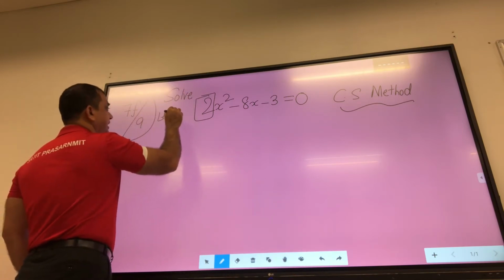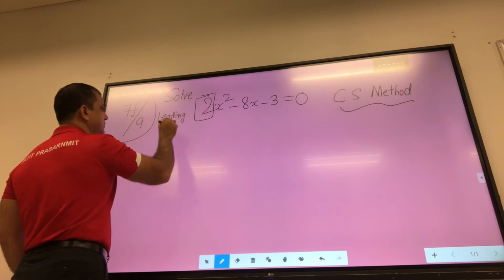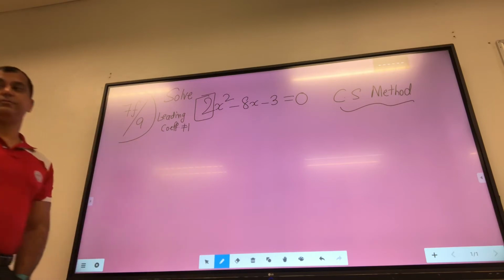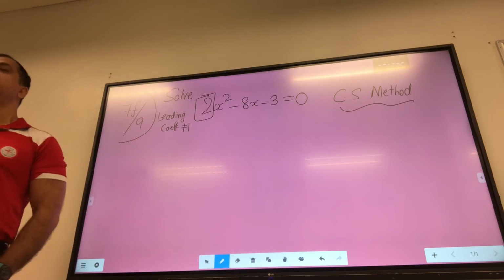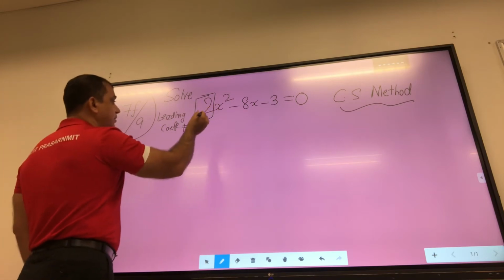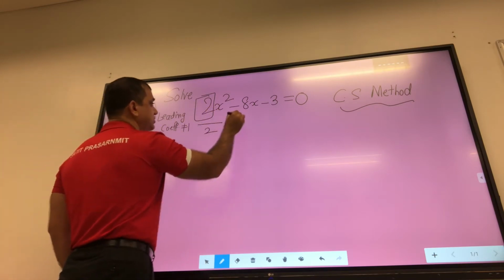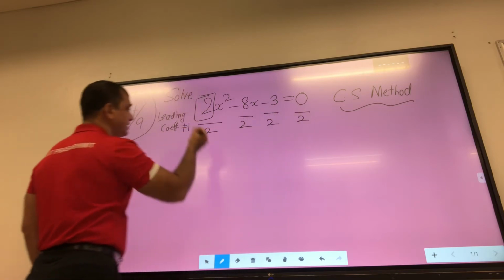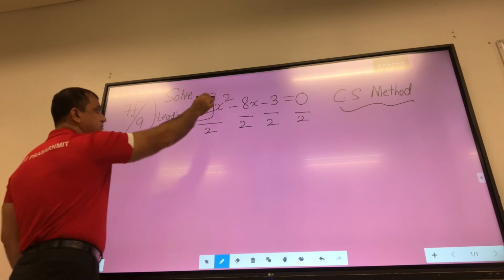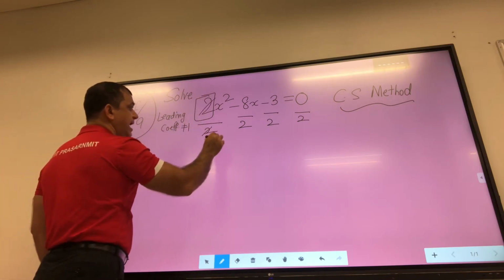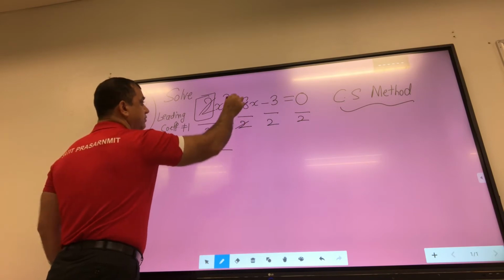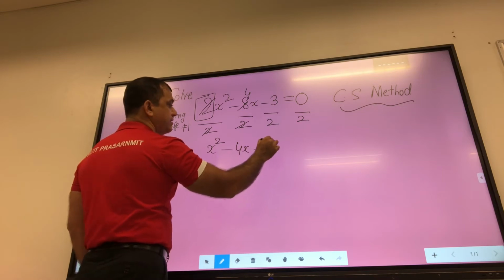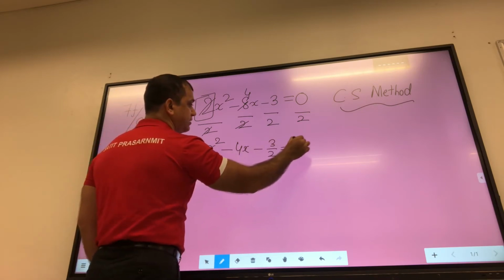So, the leading coefficient is not 1. What should we do now? We should divide by 2. We should divide the whole equation, or each term, by 2. When you divide each term by 2, on the right side also, you will get the leading coefficient as 1. After cancellation, 2 by 2, you get x squared minus 4x, and then minus 3 by 2, equal to 0.